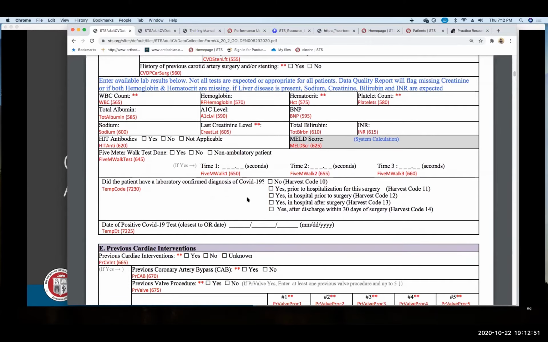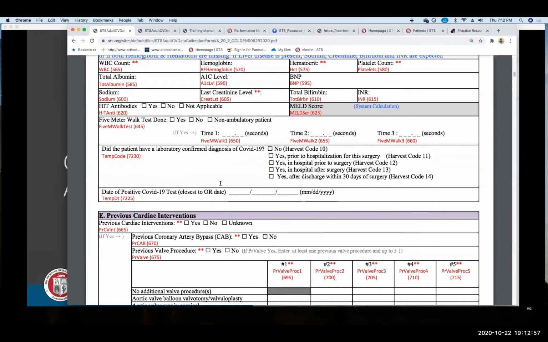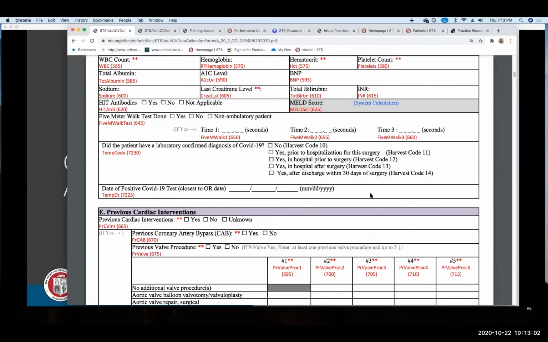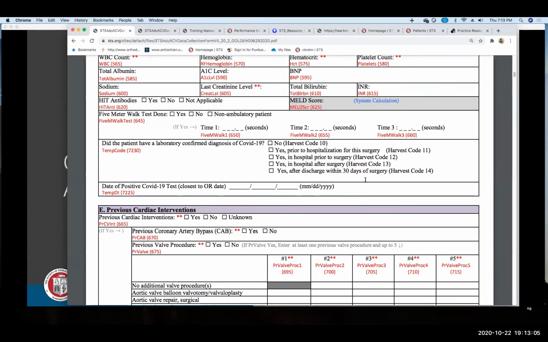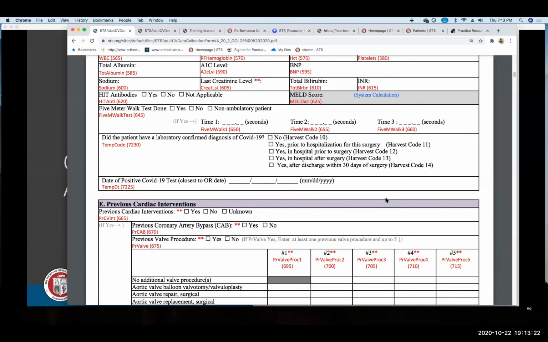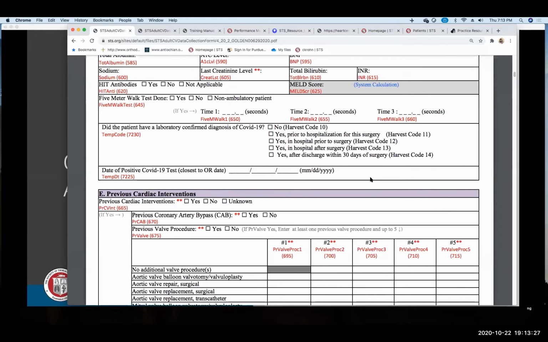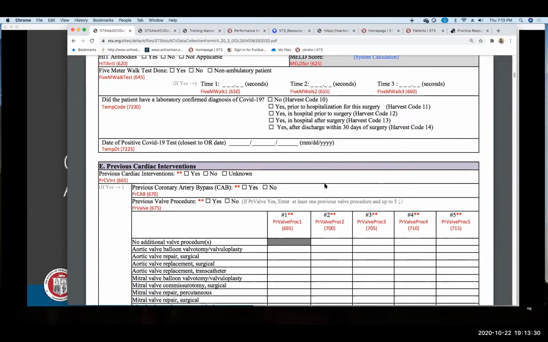We also started collecting COVID-19 data on cases back in April. And to date, we ended our first harvest close. And when we looked at the initial set of data, our COVID positivity rate was about 0.7% for any yes. So either prior to hospitalization, in hospital prior to surgery, in hospital after surgery, or within 30 days following surgery. And that rate was about 0.7%. So these are all things that are interesting to study, and actually quite relevant to what sites are undergoing right now with the care of patients in this current pandemic.